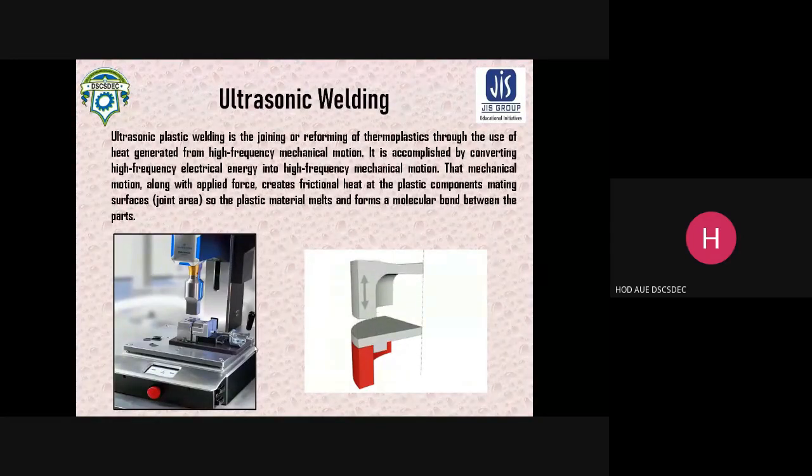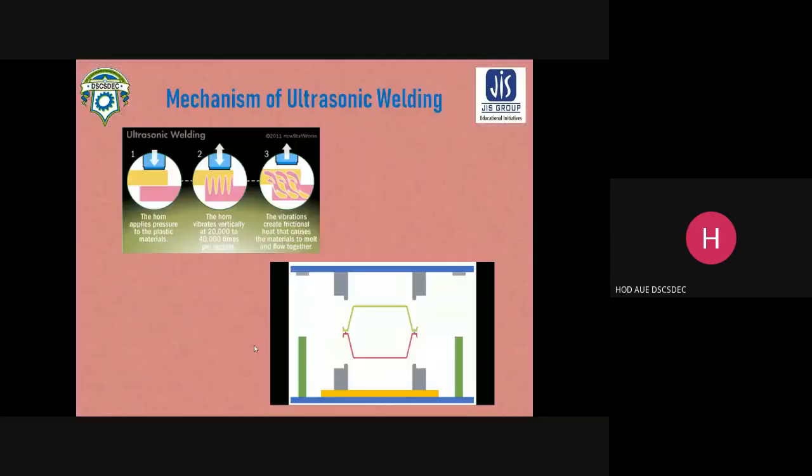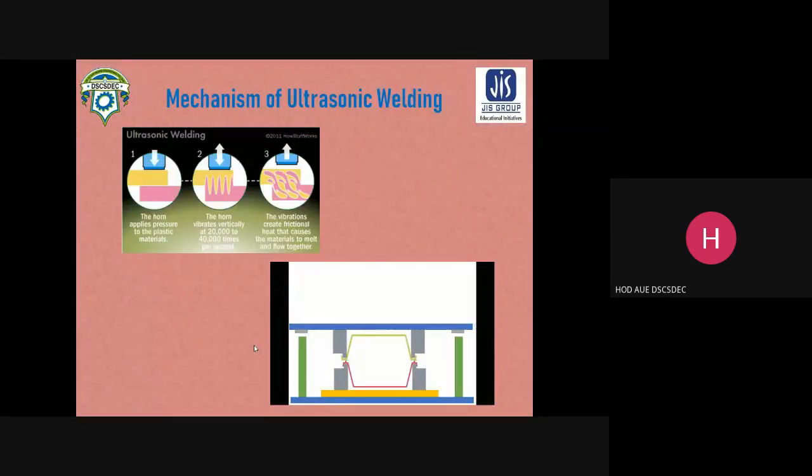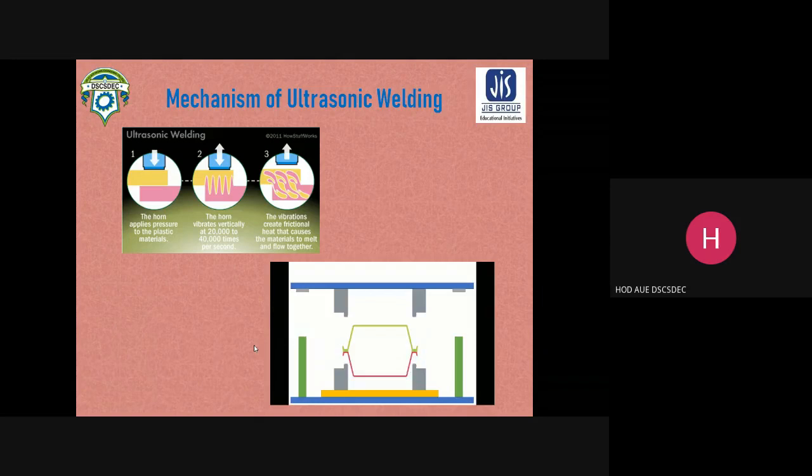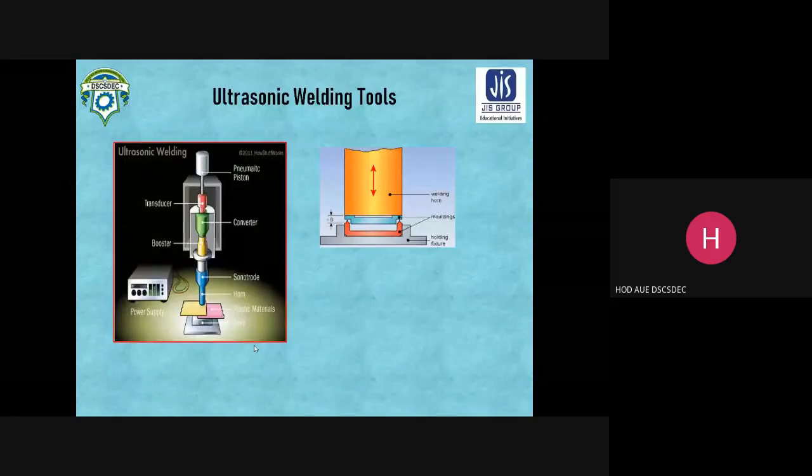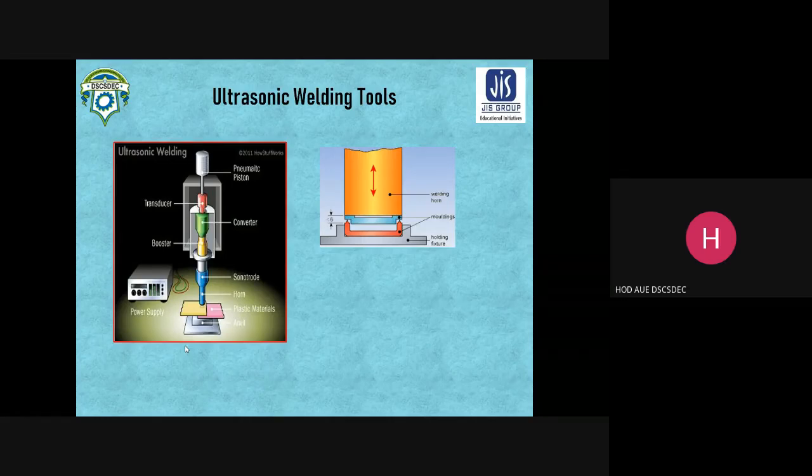Now we will move on to the mechanism of ultrasonic welding. Here again you can see an animation, and you can see some written information over there. Now what do we mean by horn? In this figure you can see the blue part, that is the horn. The downwards part is the main vibrating object. The energy transfer is done in this case.